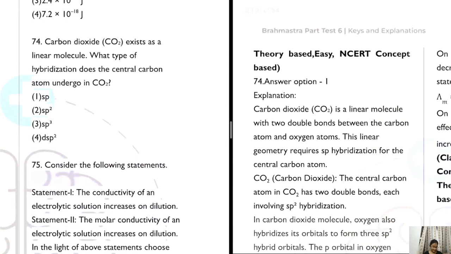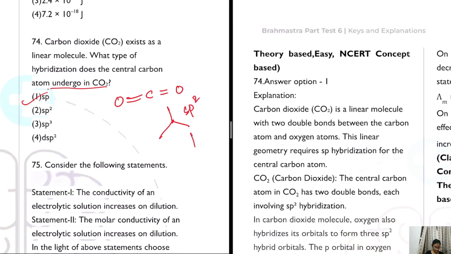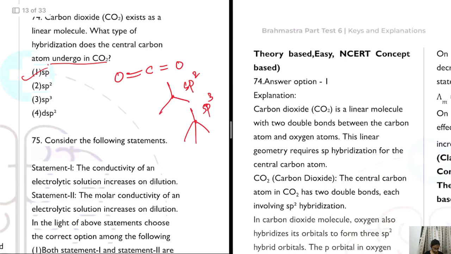Carbon dioxide exists as a linear molecule. What type of hybridization does the central atom undergo in CO2? What is the structure of CO2? See, this is the structure of CO2 which is linear. That is why it would be sp. In this case, we have sp2. And if this is the case, we have sp3.